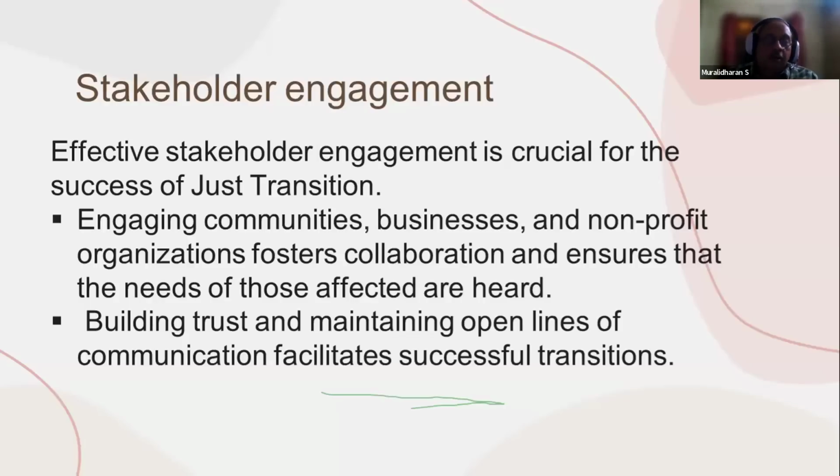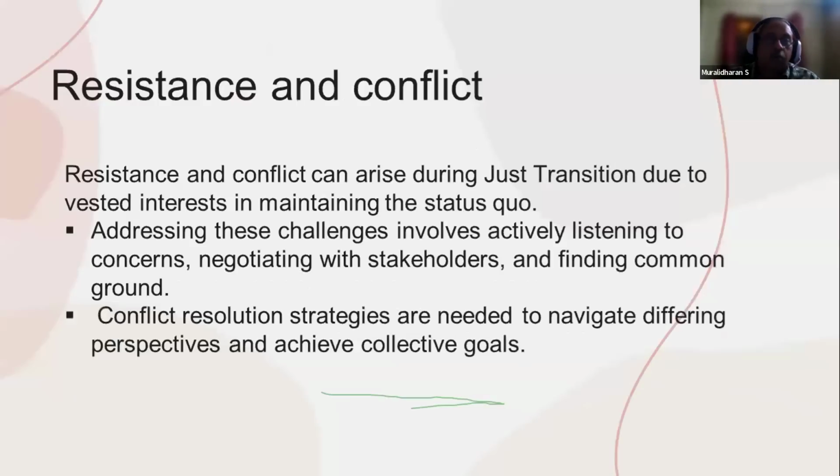So that is clear. So compromise, discussion, everything, the debate will have to go on to see to it that it does good for the planet at large. So building trust and maintaining open lines of communication facilitates successful transitions. I will show an example in the end about this building trust and maintaining open lines of communication. Then you will be able to appreciate what I am talking about.